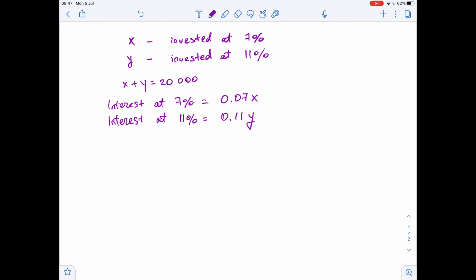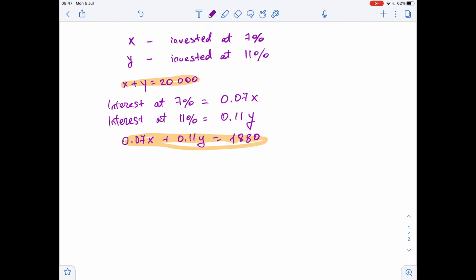And now we know that the total interest received is $1,880, so that means that 0.07x plus 0.11y equals 1,880. So now we have two equations, and basically what we need to do is solve this system of equations.